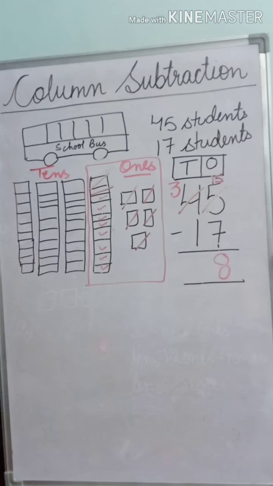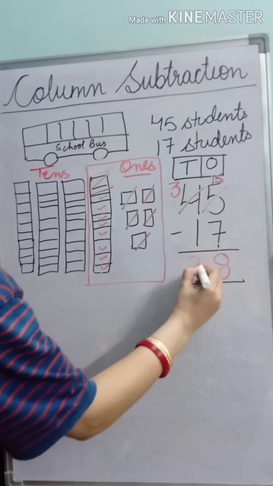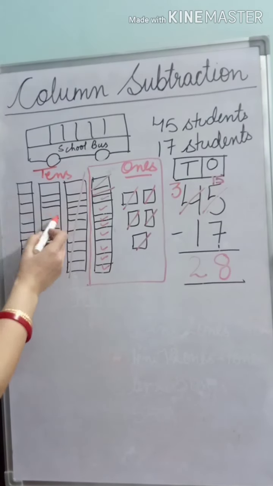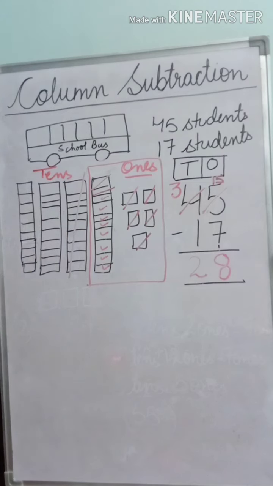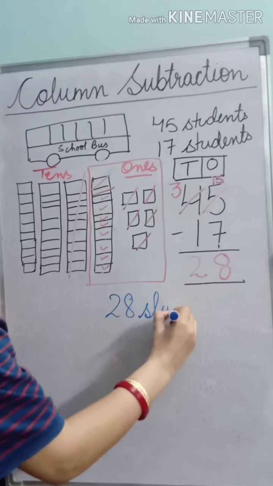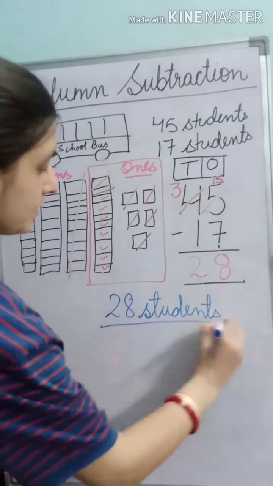Now 3 subtract 1 is 2. So how many kids do we have left on the bus? Yes, we have 28 students left. I hope you got this problem.